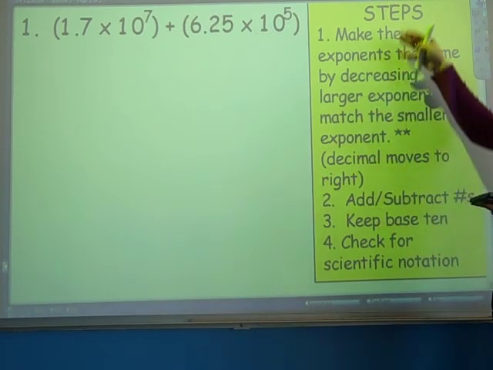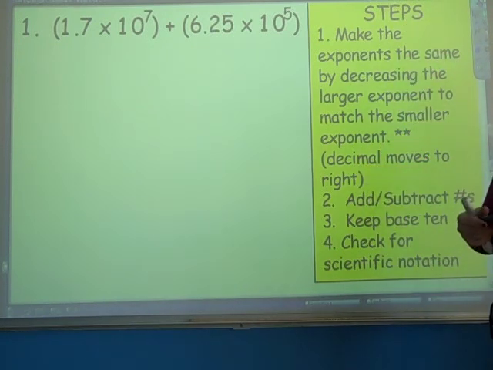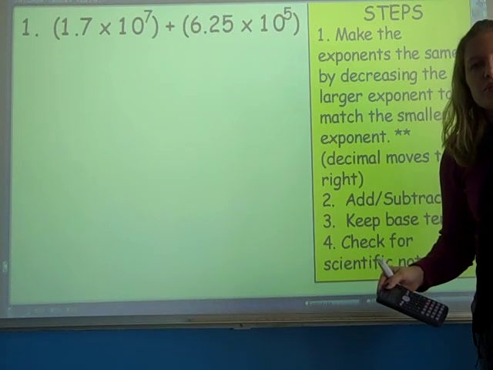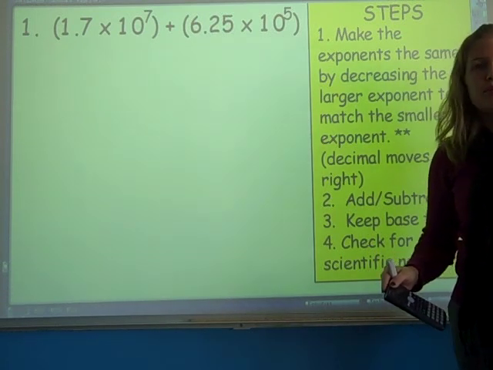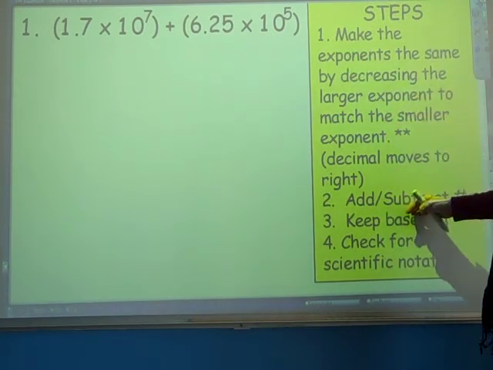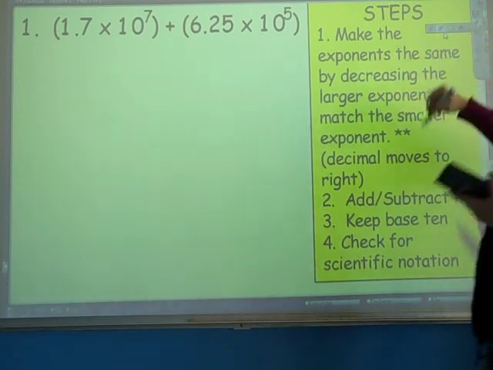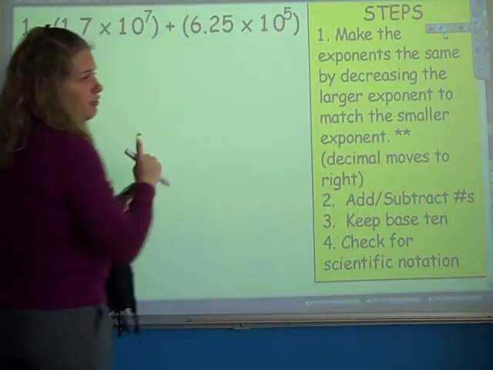And I put stars here because this is the hardest part of this problem. Decimal moves to the right. When you're adding numbers, you need to line up their places. Okay? And when you're lining up their places, our exponents need to be the same. And this is how we do it. We take our larger exponent. So in this problem, 7 is the larger exponent compared to 5.